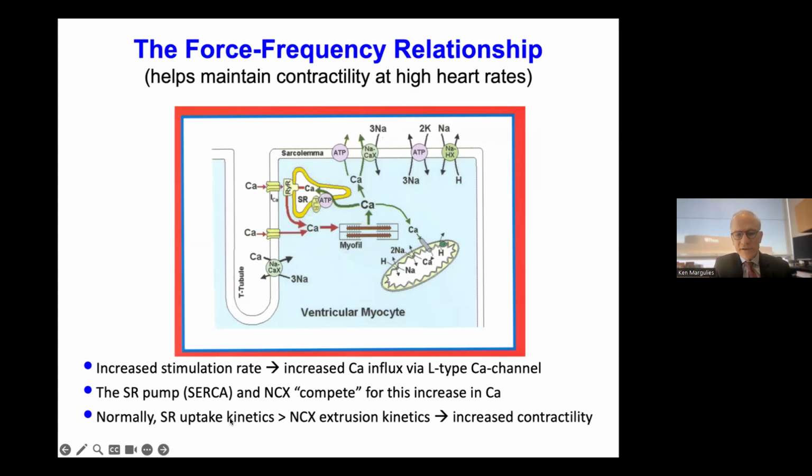Increased sarcoplasmic reticulum uptake kinetics, when they exceed exchanger extrusion kinetics, lead to increased contractility at higher heart rates. This is one of the things that gets abnormal in heart failure, but we won't go into that today.